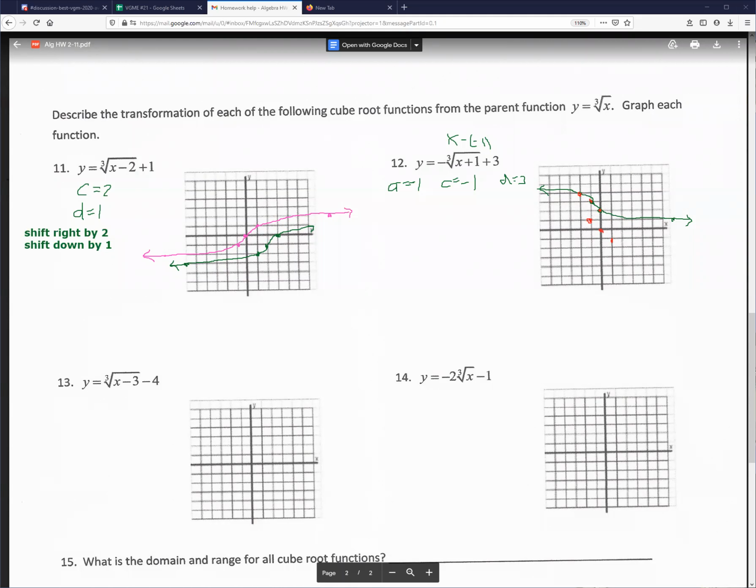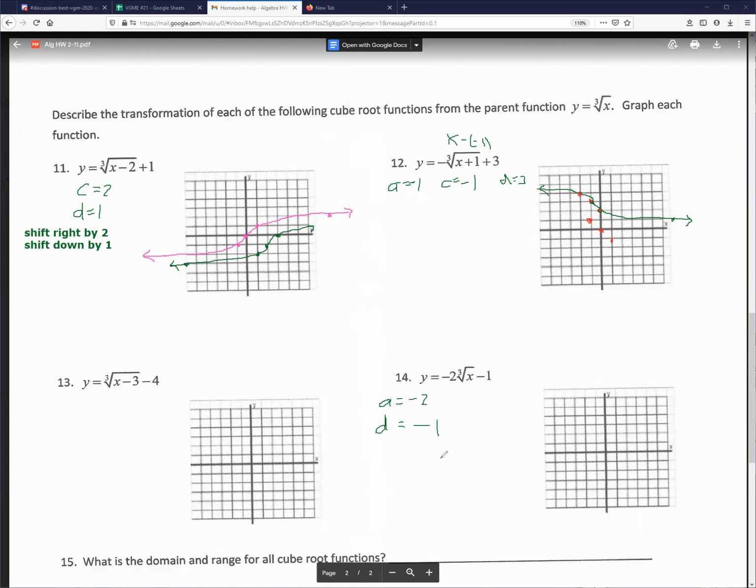All right. 13 is much easier, thankfully. That is just a shift right by 3 and down by 4. So I'm going to leave that as an exercise to the reader. And 14 is going to be an A value of -2 and a D value of -1.